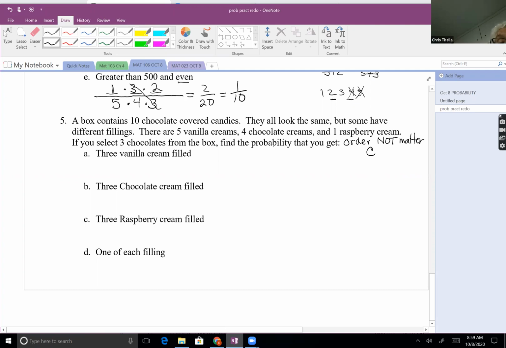These are all probability. And so I'm going to make my probability fraction: the number of ways the event can occur over the number of things in the sample space. For the number of things in the sample space, well, we said order does not matter. There are 10 chocolates in the box, and I'm going to eat 3 of them. And so each of these denominators is going to be your 10 combination 3.